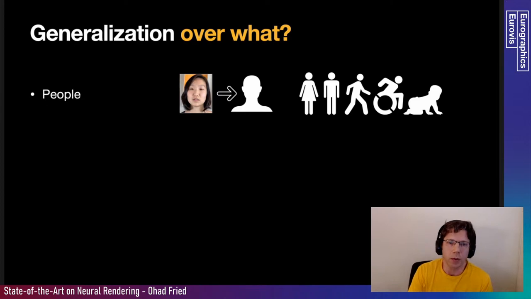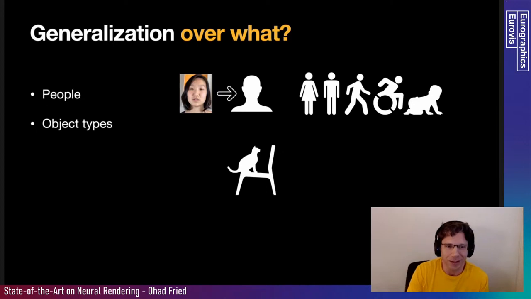But of course, people are not the only object class in the universe. We have various algorithms that are pretty robust when they see cats and chairs, just because we have large data sets of cats and chairs. But what we really want is algorithms that can handle arbitrary objects, even if we don't have lots of data for such objects, and perhaps also handle objects that we never saw before.